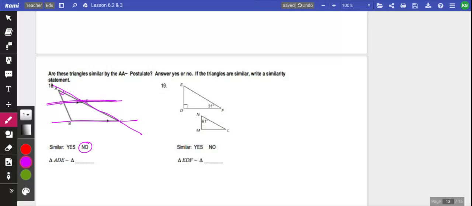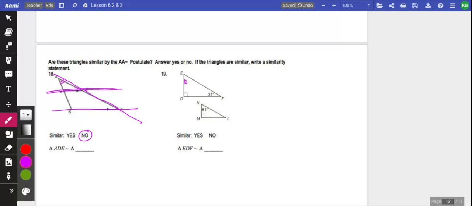This one, if I do the math on this, 90 plus 31 minus 180 is 121. And so no, those are not similar.